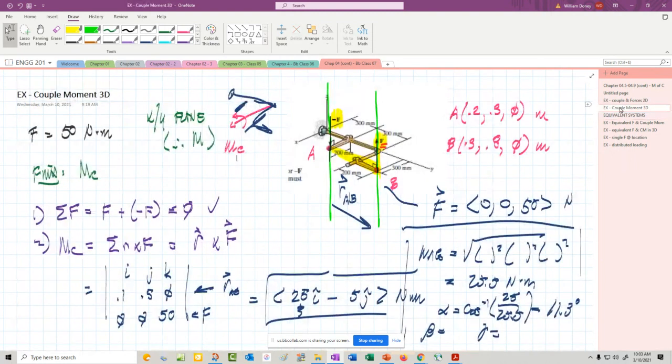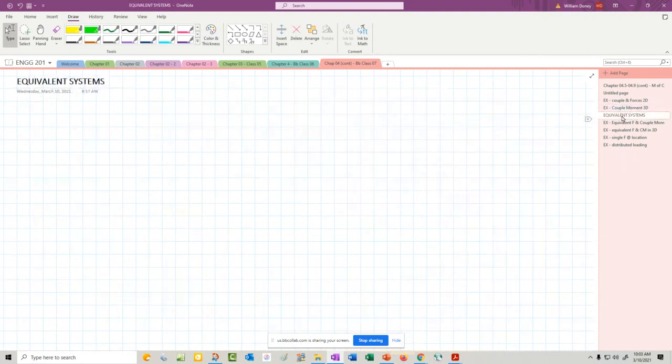All right, let's move into equivalent systems. I've already alluded to this. Equivalent systems. All right, I think I had one more comment about this one. Nope. All right, equivalent systems.